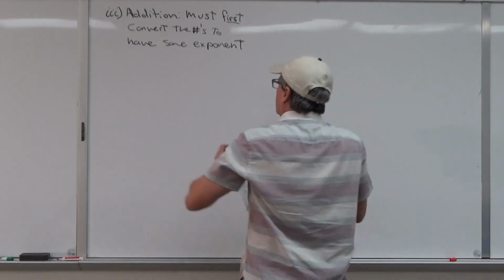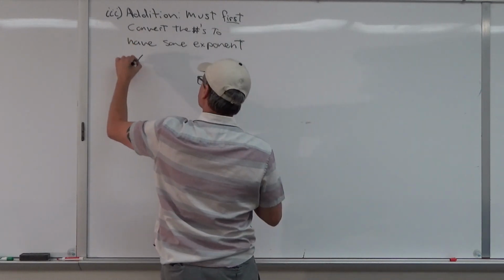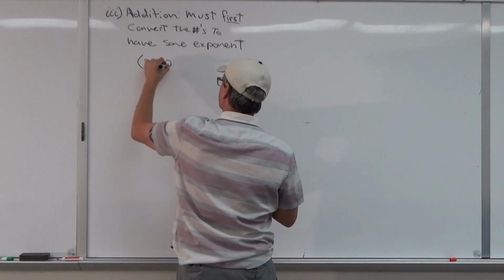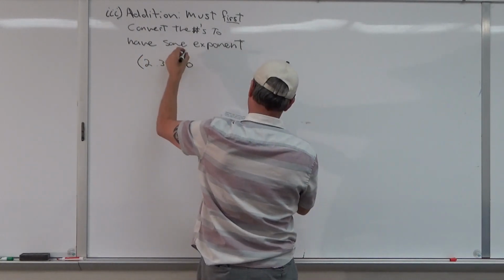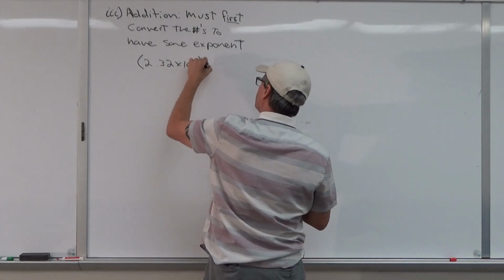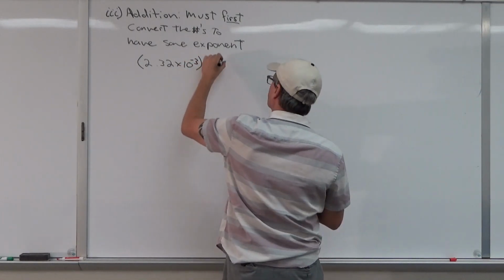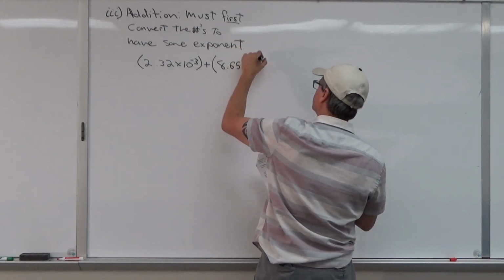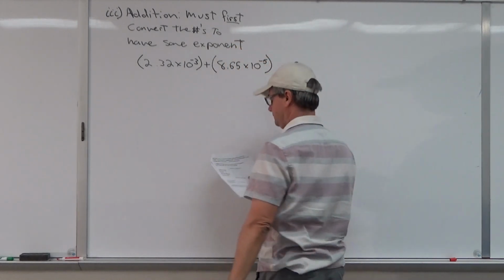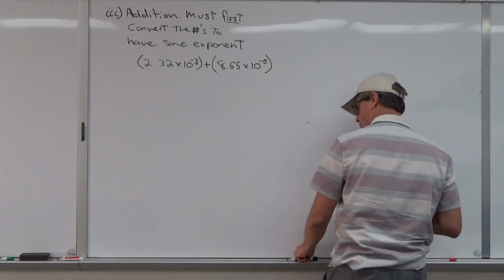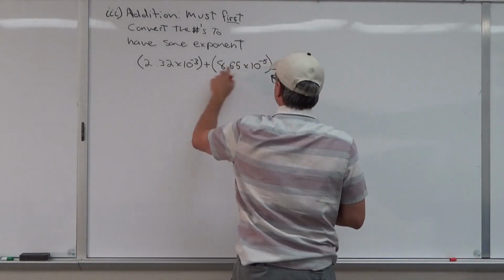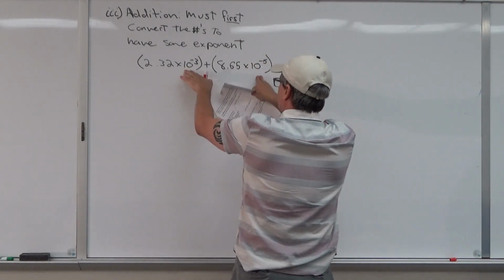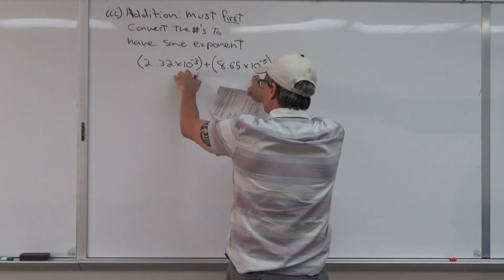Okay. All right. So let's say we have these two guys, 2.32 times 10 to the negative 3. Okay, plus 8.65 times 10 to the negative 5. Okay? All right, so what we want to first do is pick one of these and convert it so that either they're both 10 to the negative 5 or they're both 10 to the negative 3.